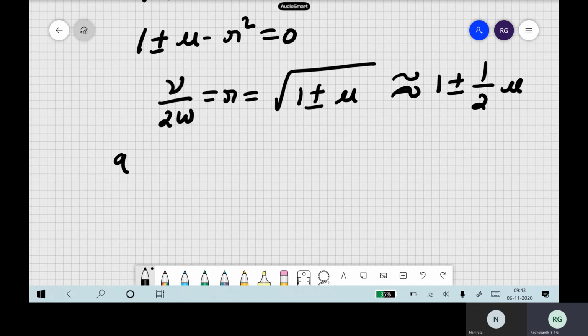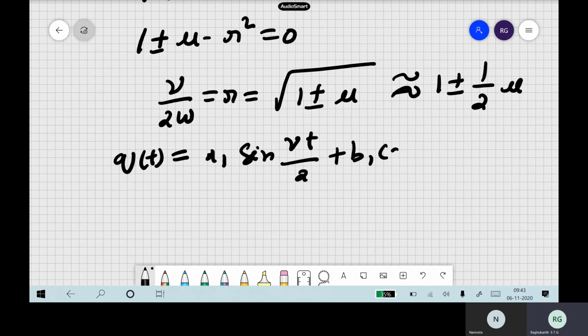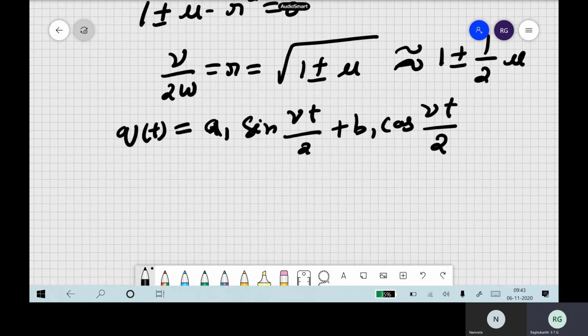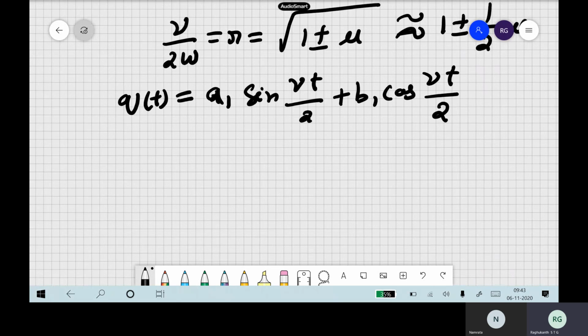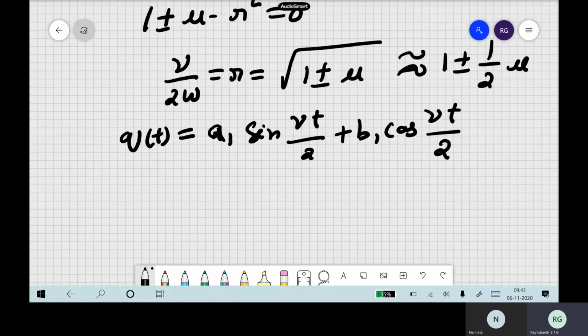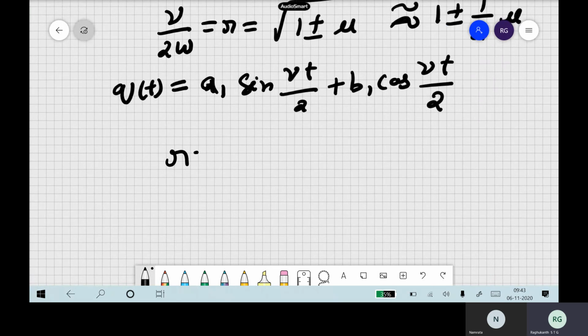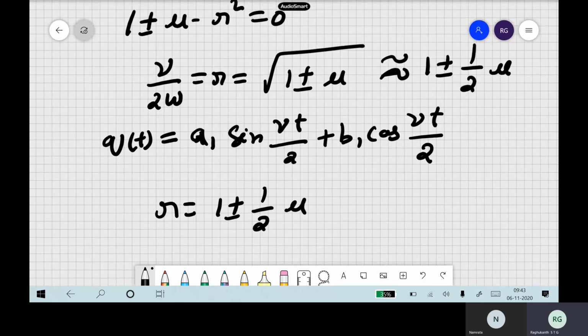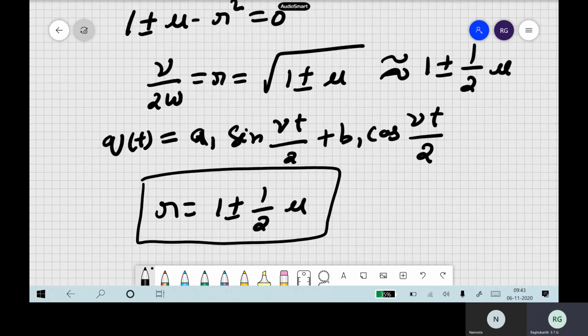Okay, and in our solution we have included only one term in the Fourier series: a1 sine nu t by 2 plus b1 cos nu t by 2. So this is my solution, with only one term included in the Fourier series. Now we can plot the boundary. The boundary frequency equation is r equals 1 plus r minus half times mu. Okay, so this is my boundary frequency equation.